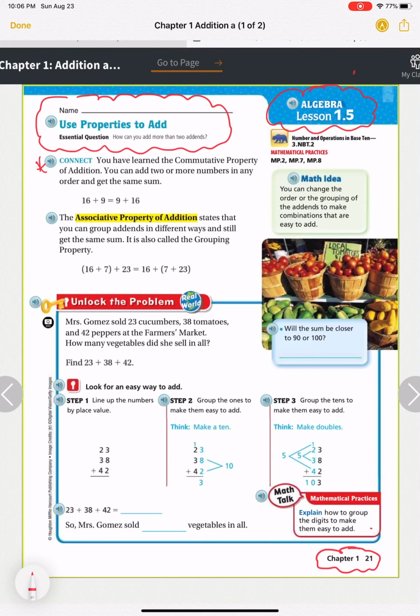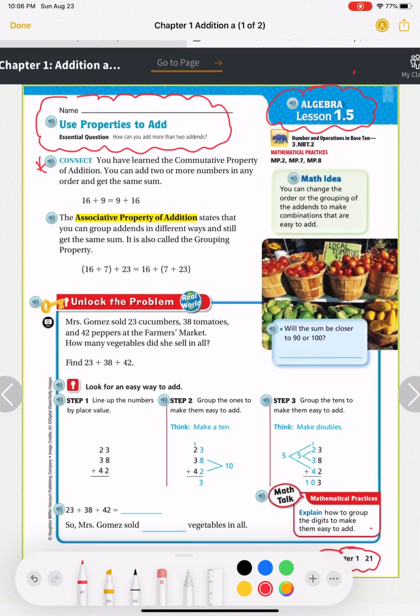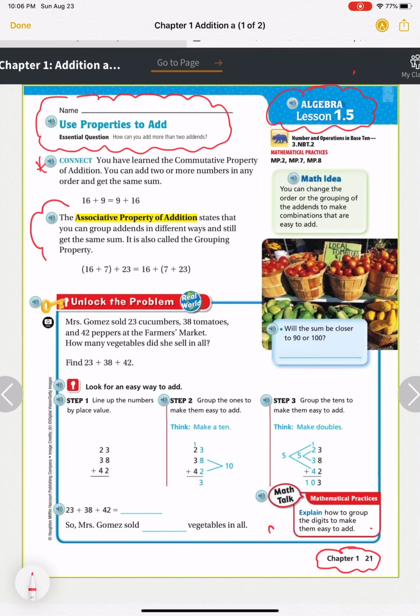If you keep that property in mind, that when you're adding, you can flip-flop or change the order of addends, then the associative property of addition is going to make some sense to you here. So let's take a look at the definition of the associative property. The associative property of addition states that you can group addends in different ways and still get the same sum. It's also called the grouping property.